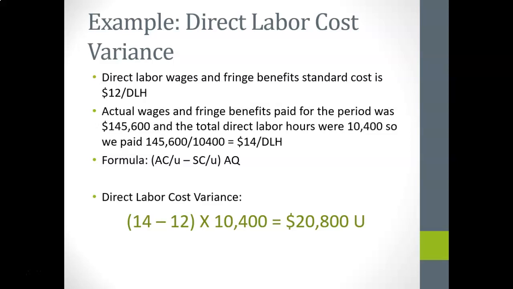And so we get a $20,800 variance for cost. Is it favorable or unfavorable? We look at our actual cost per unit, which is 14. That is more than the standard of 12. Whenever the actual cost is more than the standard, then we have an unfavorable variance.